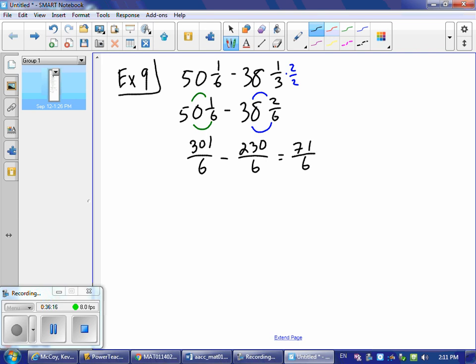And I'm pretty sure that does not reduce, so I have to ask myself, how many times does 6 go into 71 evenly? Well, I know that 6 goes into 66, because that's 11. And that would leave a leftover. 66 to 71 would be a leftover of 5. So we should have 11 and 5/6.